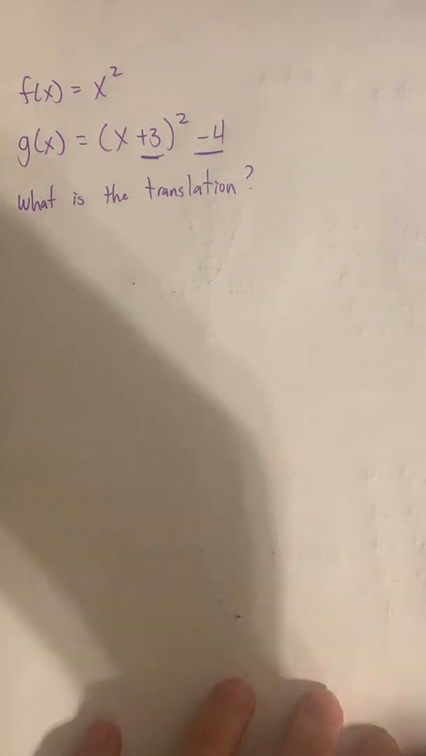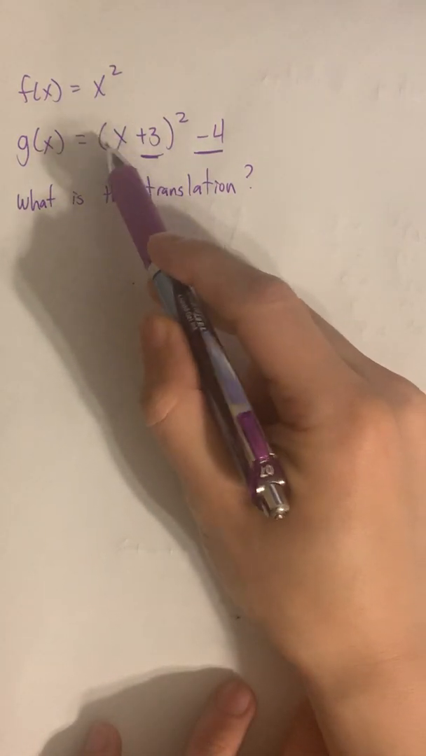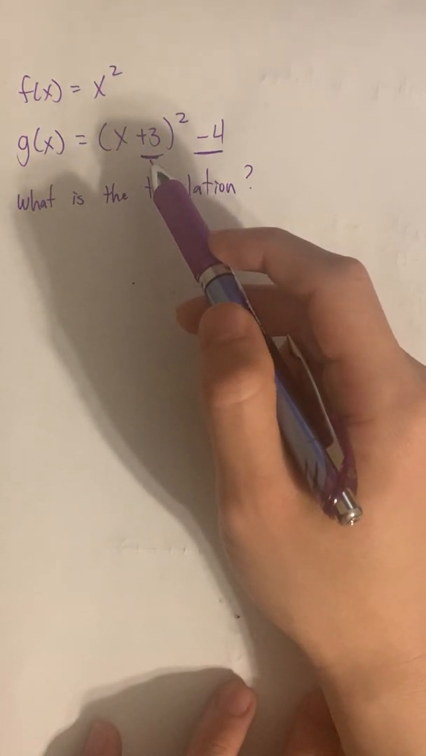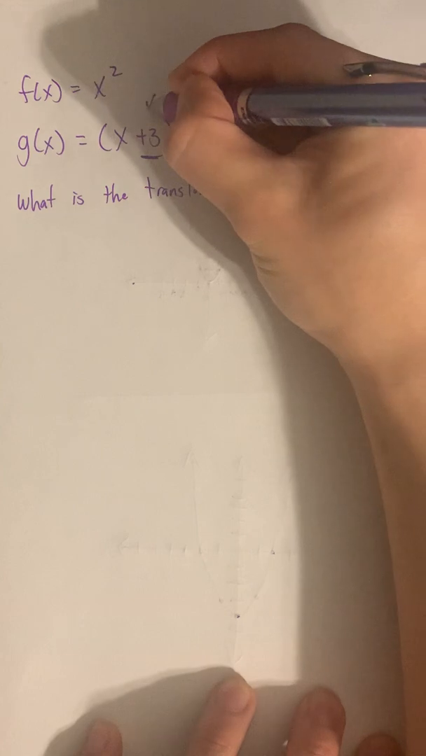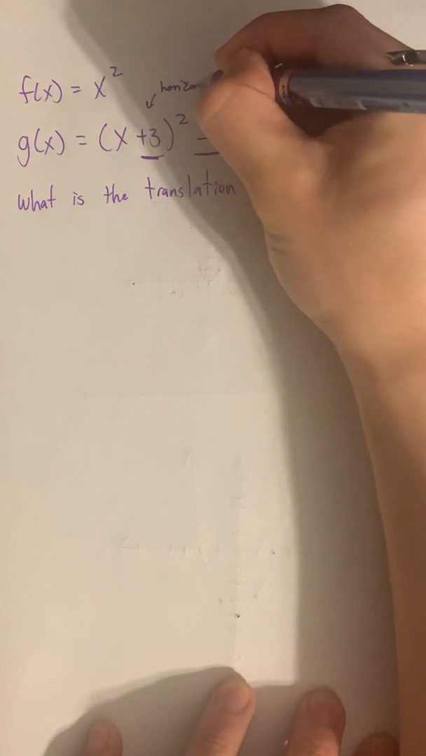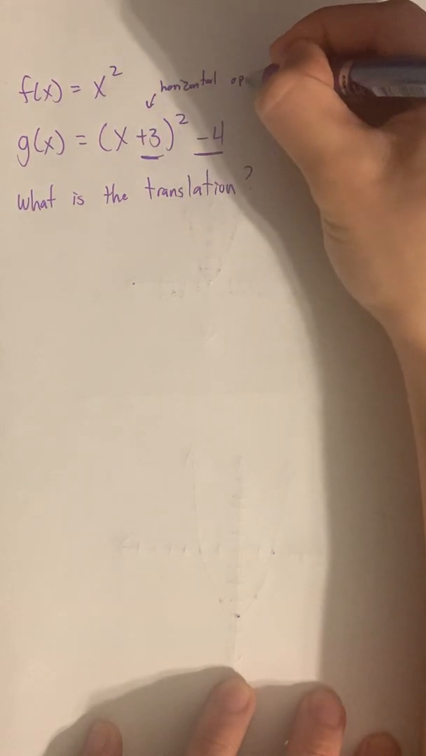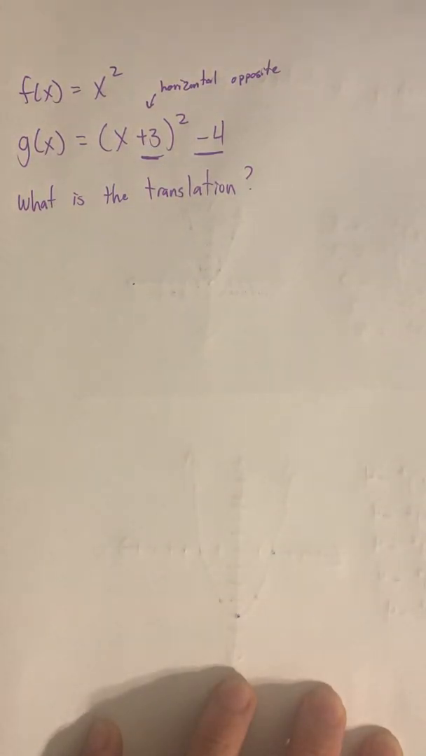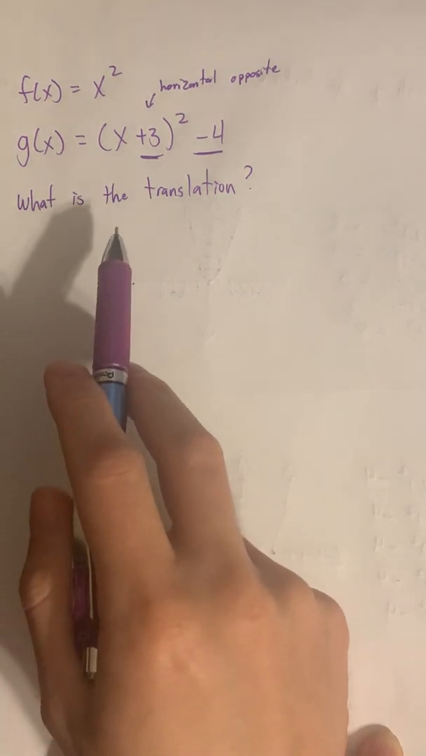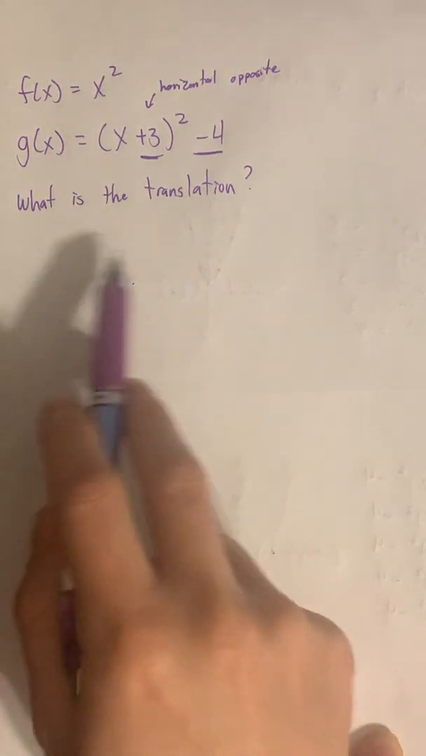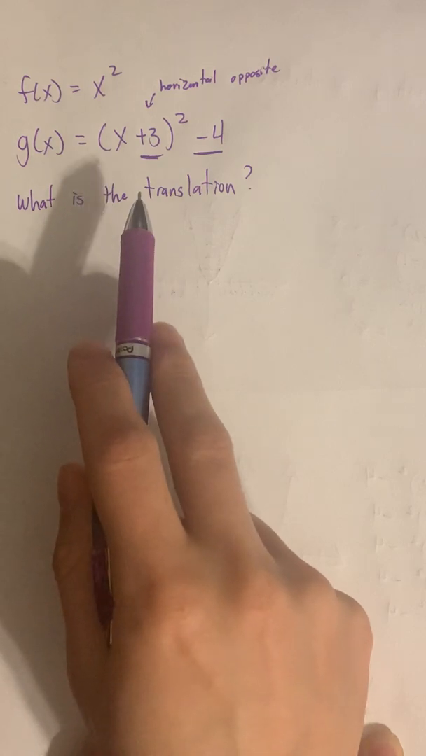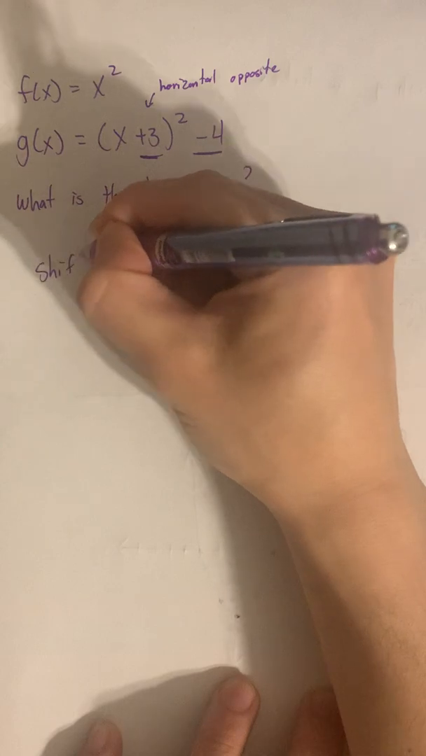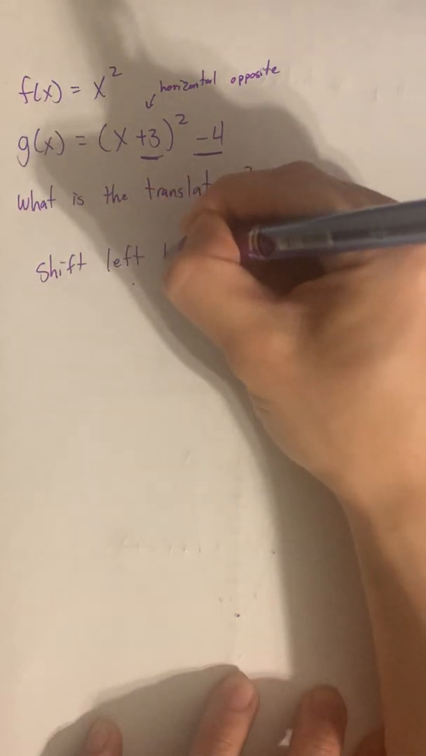So when we are doing something to the input, which is to the x, it's going to be a horizontal shift, and it's going to be the opposite sign. On a number line, usually plus would go towards the right side, but here it's going to be the opposite. So it's going to shift left by 3.